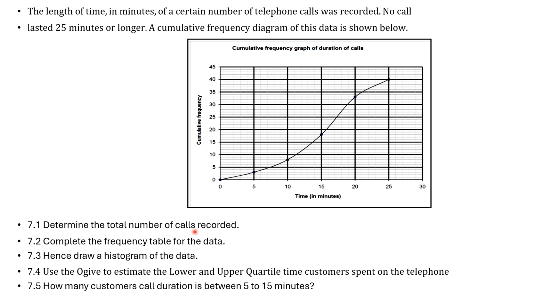So determine the total number of calls recorded, complete the frequency table for the data, hence draw a histogram of the data, use the ogive to estimate the lower and upper quartile time customers spent on the telephone, and how many customers' call duration is between 5 to 15 minutes.